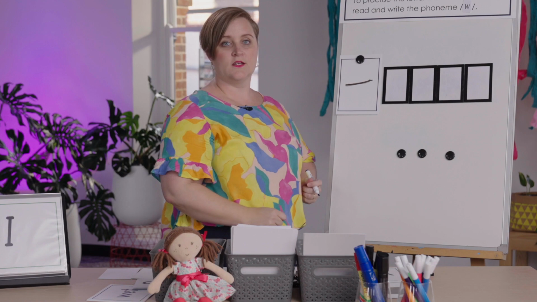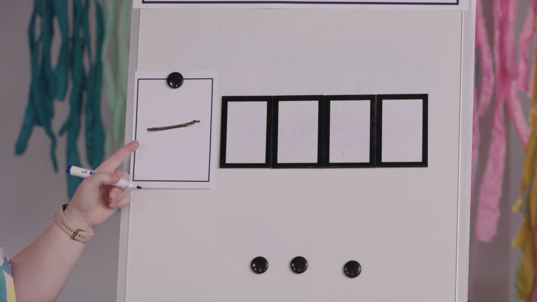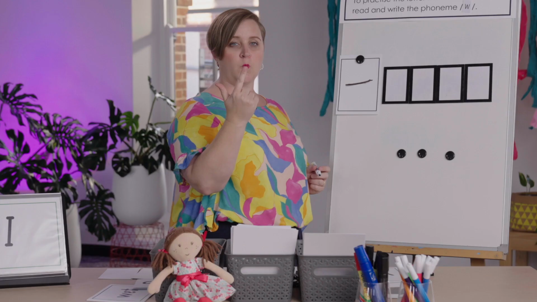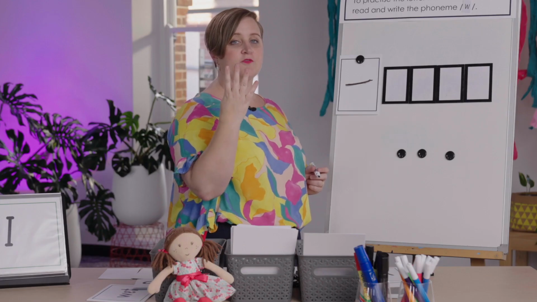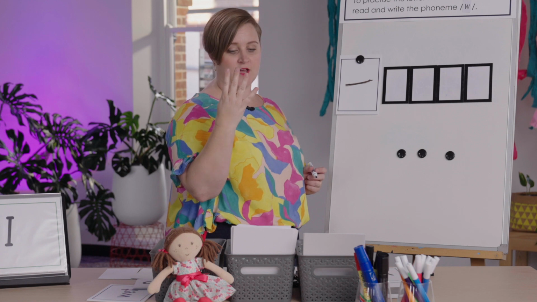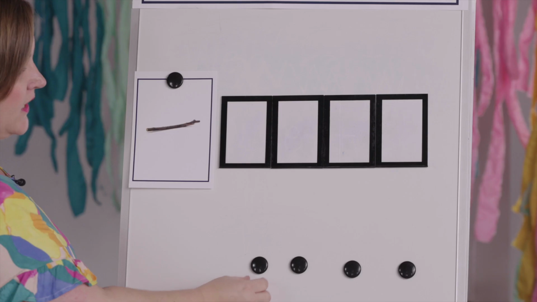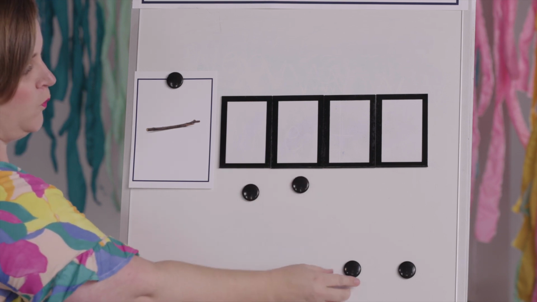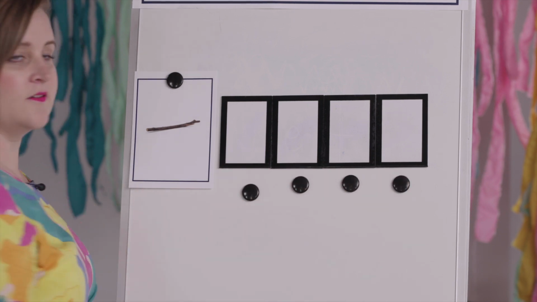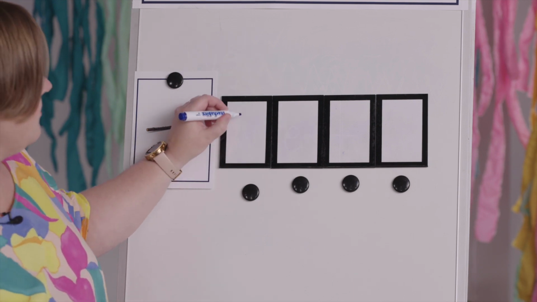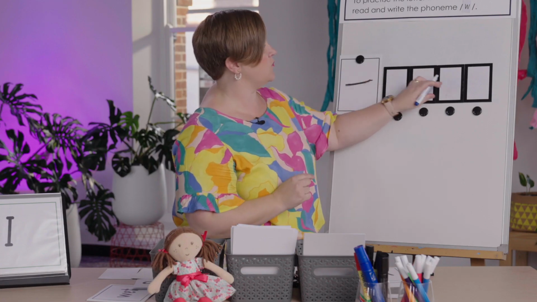Let's try another one. This is a picture of a twig. What word? Twig. Let's tap out those sounds. T, w, i, g. How many phonemes? 4 this time. I'm going to need another magnet. Let's tap those sounds out again. T, w, i, g. Off you go. Have a go at writing. Sound it out as you write. Remember, 1 phoneme in each box.